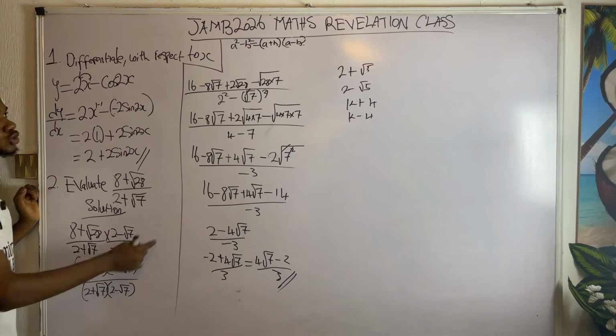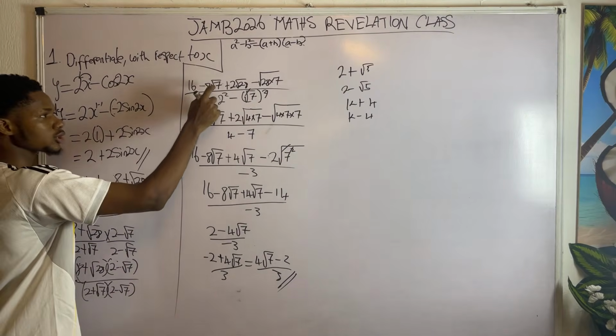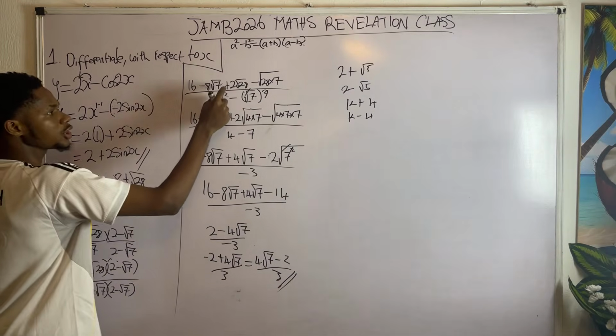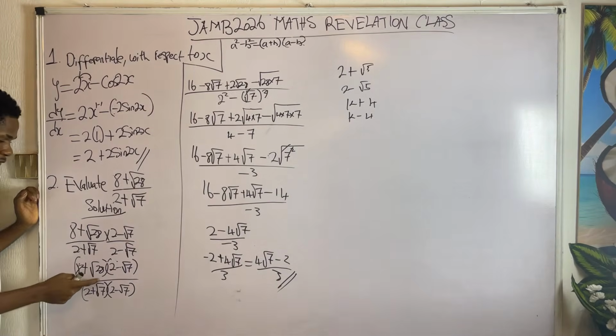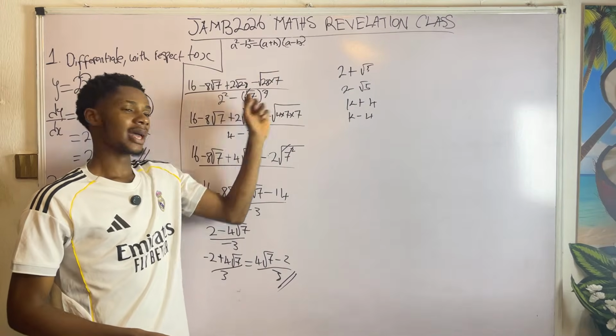Now, 8 times 2 is what? 16. 8 times minus root 7 is minus 8 root 7. Now, root 28 times 2 is 2 root 28. And root 28 times minus root 7, we have what? Complete one square root, we have minus root of 28 times 7.